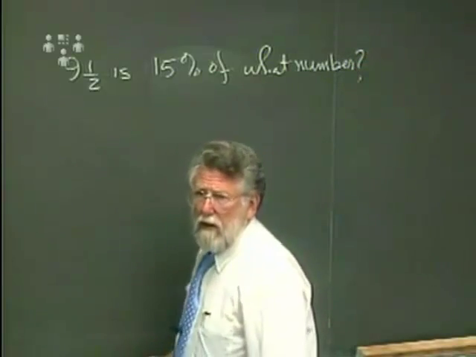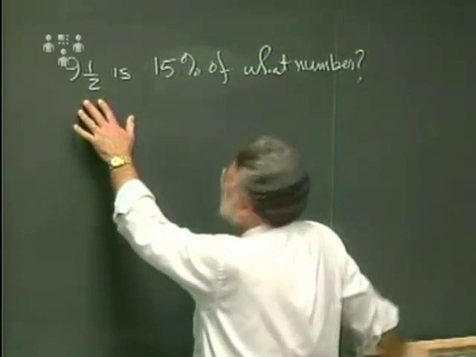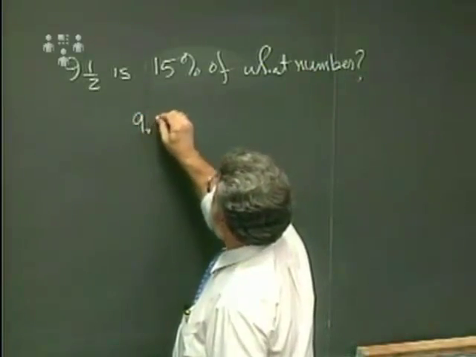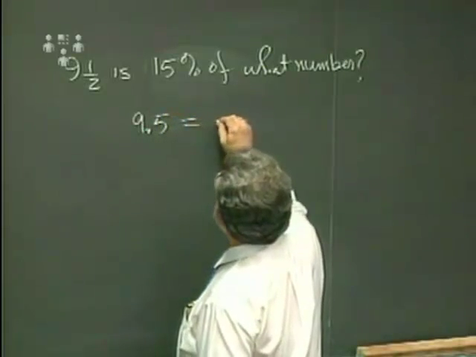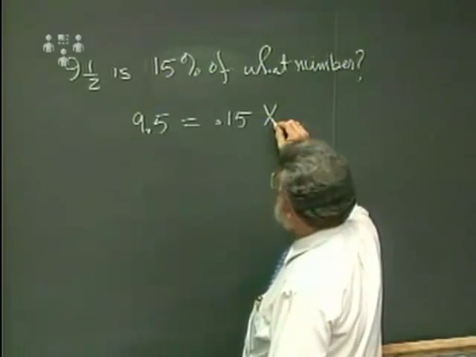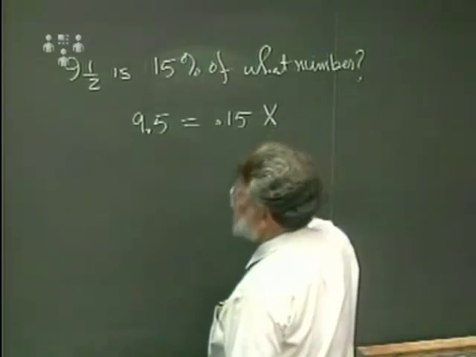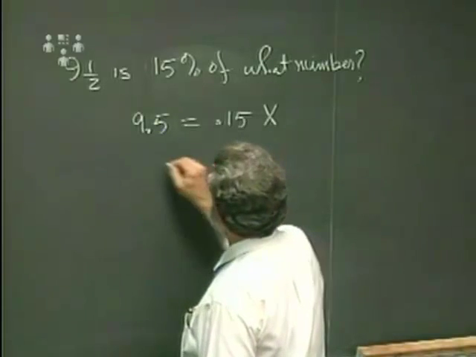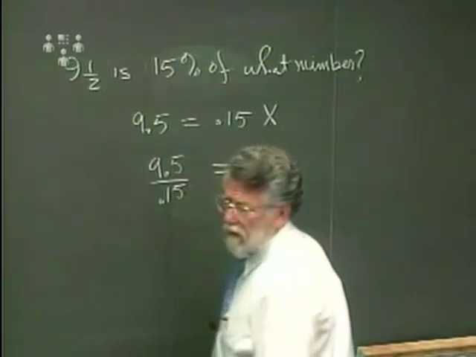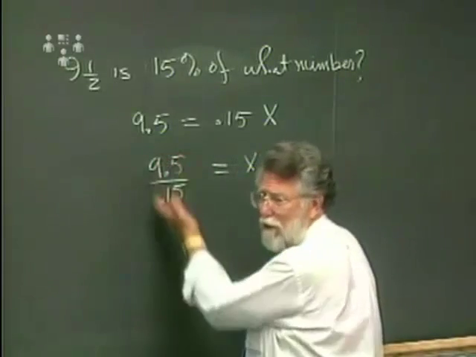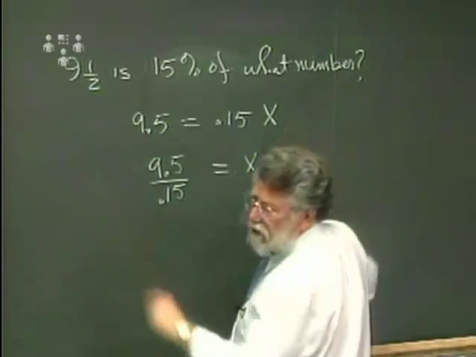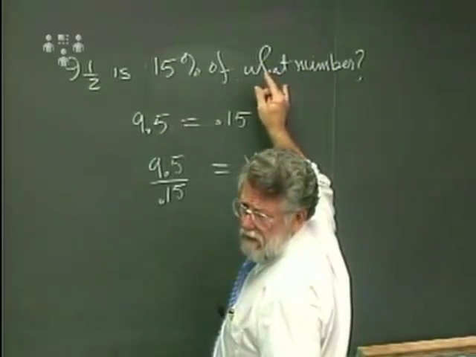But now, this is my part. This would be the whole. So I could say that 9.5 is 0.15 times x. Then I divide both sides by 0.15, the 15%. So I'd have this, which is your part over percent. And the only thing that makes these two different is where they're located.